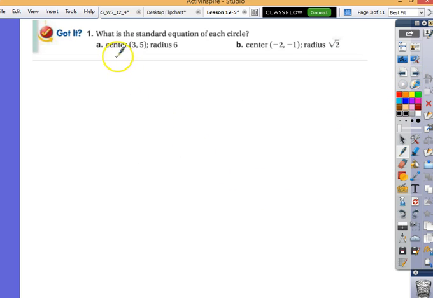All right, so here's what I want you to do. I've got 2 problems here. I want you to convert this from information about the center and the radius to an equation in standard form. That equation is x minus h squared plus y minus k squared equals r squared. Take this information, write it in standard form, then do the same thing for this problem. All right, let's see how it worked out.